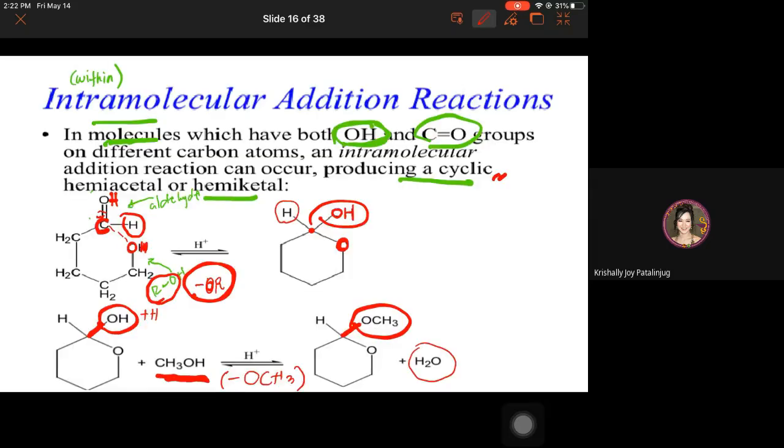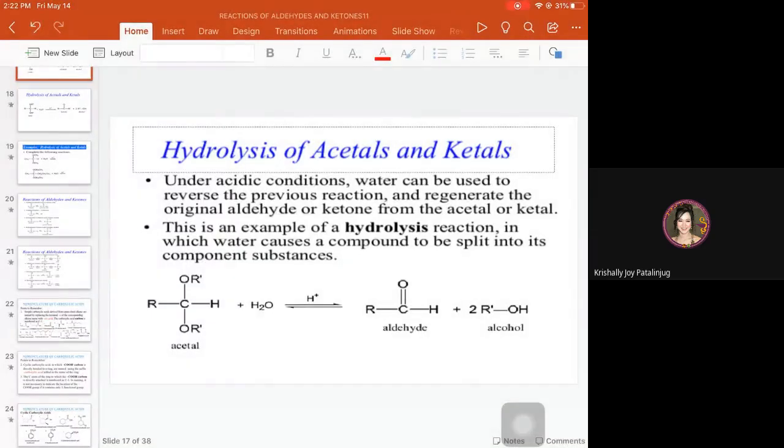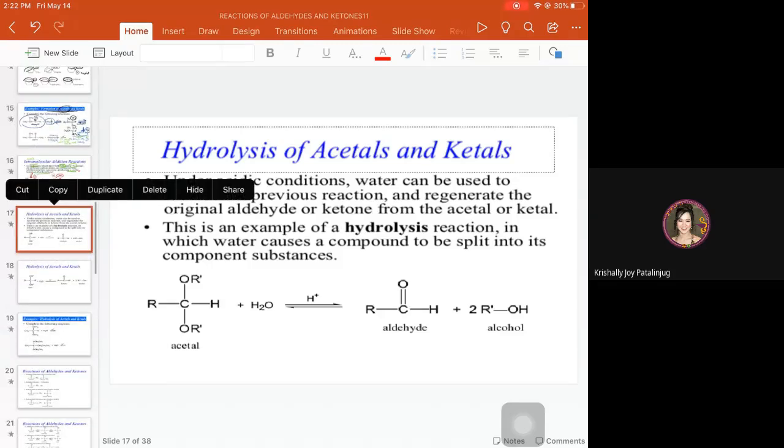My question first is, are your slides the same? The next one is hydrolysis on yours, right? May I ask, yes or no? Or is there another? Okay, sige. Maybe I erased it. I'll check. Okay, so I erased that part.